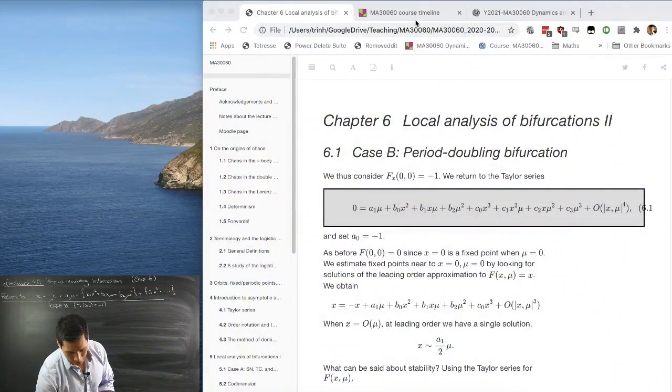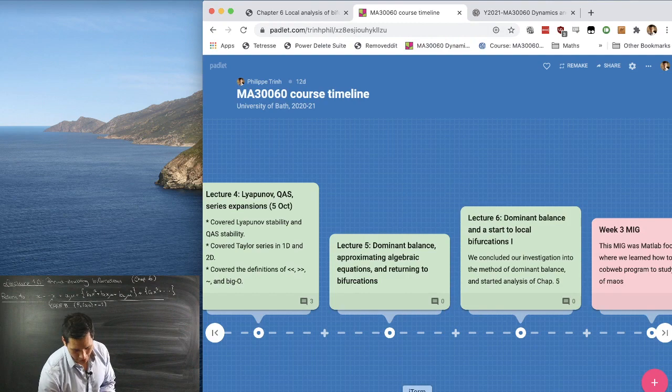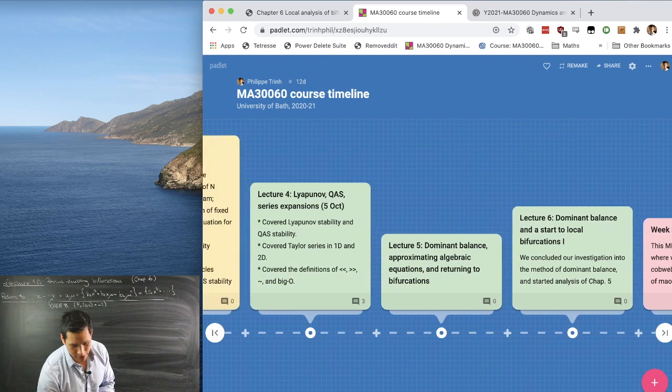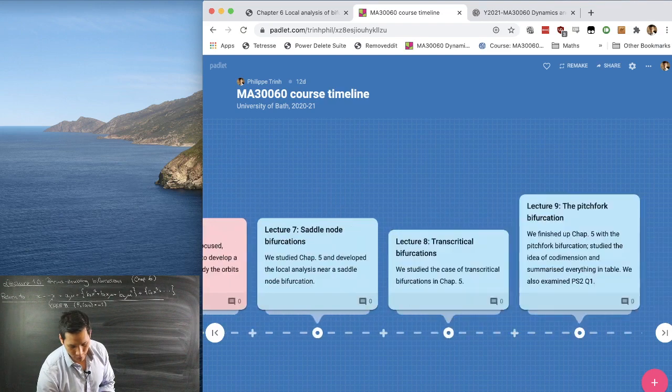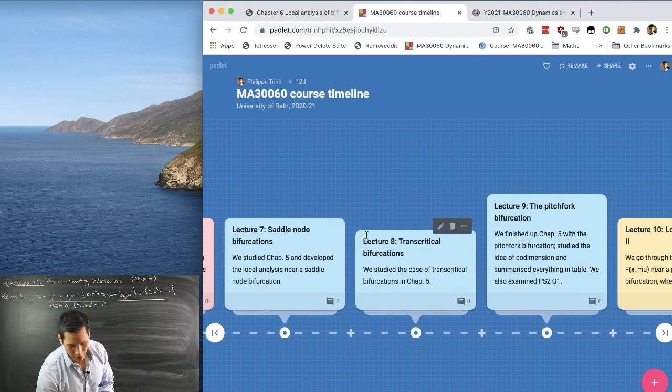Firstly, just before this lecture, I went and added some of these entries for the timeline. So you see that last week, lectures 7, 8, 9, we covered almost a bifurcation per day. And truth be told, I wish I went a little bit faster, but we went at the speed that we went. So we looked at the saddle node bifurcation, lecture 7, transcritical bifurcation, and then the pitchfork bifurcation. So 7, 8, 9 takes you to the end of chapter 5.